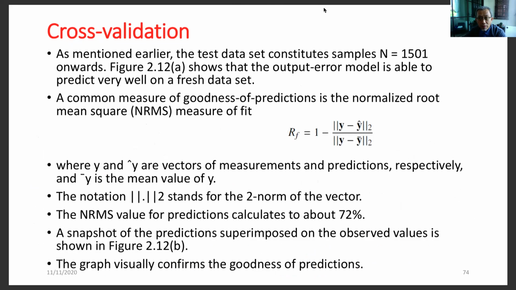So the cross validation, the formula for it is here. It is called NRMS, or normalized root mean square, which gives a formula where y is the actual value and y cap is the prediction value. The notation here, modulus square stands for the two norm of the vectors. So the NRMS value for prediction calculated is about 72% from the previous example. So the graph visually confirms the goodness of the predictions.